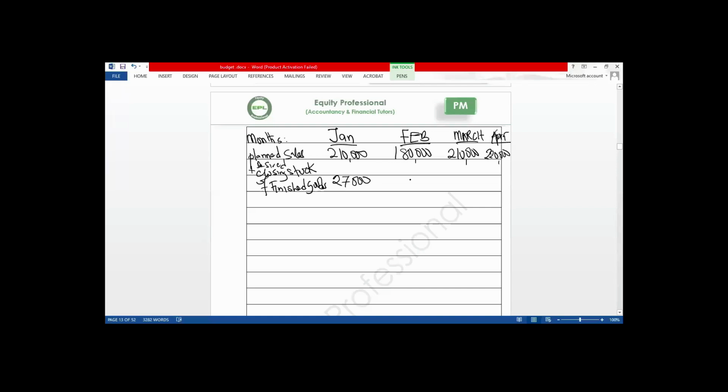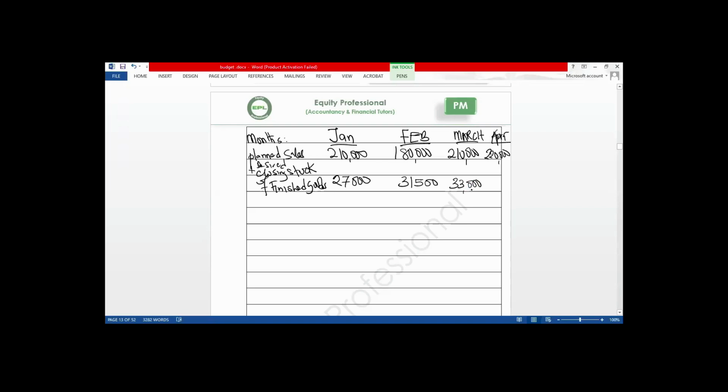If I want to compute for February, 15% of the following month's budgeted sales. After February is March. Compute 15% of 210,000. What do you have? 31,500 for February. For March, the following month is April, budgeted sales for April, 220,000. Please compute 15% of 220,000. That will give you 33,000.